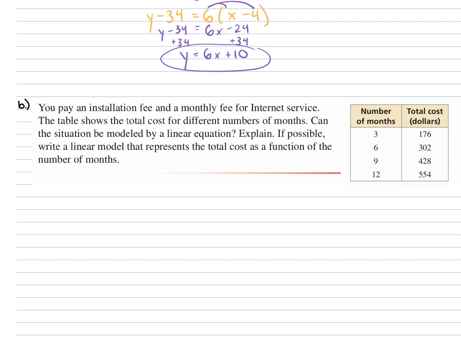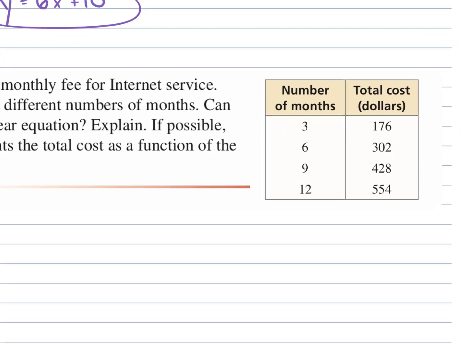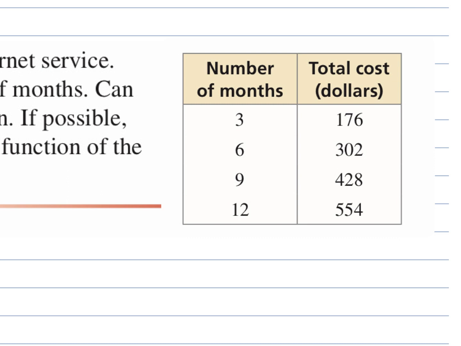So you pay an installation fee and a monthly fee for internet service. The table shows the total costs for different numbers of months. Can the situation be modeled by a linear equation? Explain. If possible, write a linear model that represents the total cost as a function of the number of months. So just to check if it can be linear, I got to make sure, am I adding the same thing every time here? And am I adding the same thing every time on this side too?